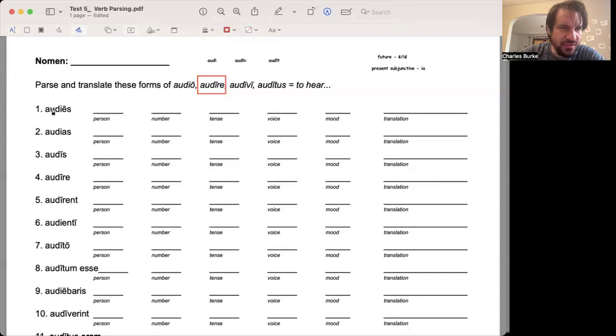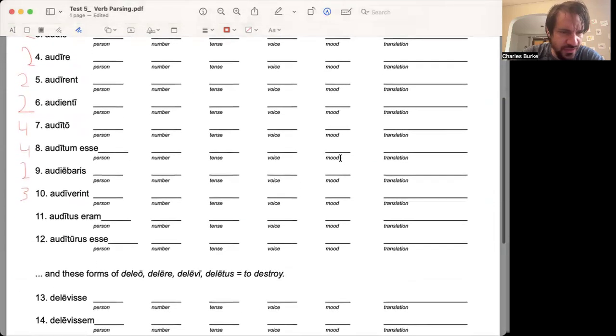Can I draw on this? Yes, I can. Audies, second. Audias, second. Audis, second. Audire, second. Audirent, second. Audienti, second. Audito, we finally have one that has a T here. Fourth. Auditum esse, clearly from auditus. Fourth. Audiebaris doesn't have the V, doesn't have the T. That makes it second. Audiverent has the V. Third. Auditus eram. Fourth. Audituris eram. Fourth.